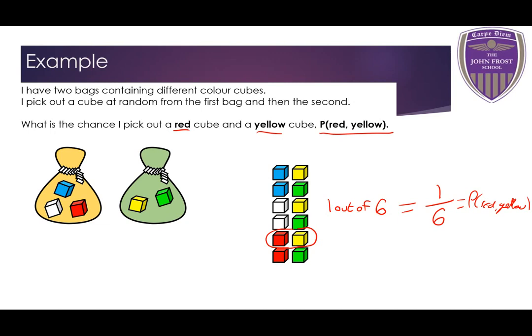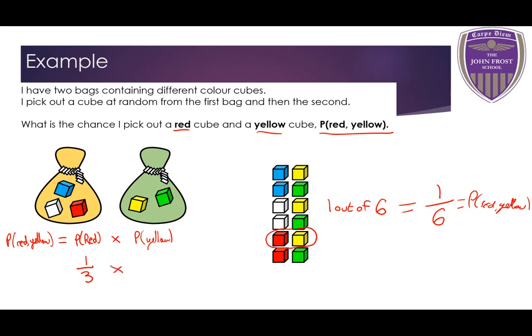But what about using maths again? Does this work using maths? Well, let's find out. So I told you that the probability of red, then yellow will be the probability of red in the first bag multiplied by the probability of yellow in the second bag. Well, how many red cubes are in the first bag? There is 1 out of 3. There's 1 red cube out of 3 cubes in total.